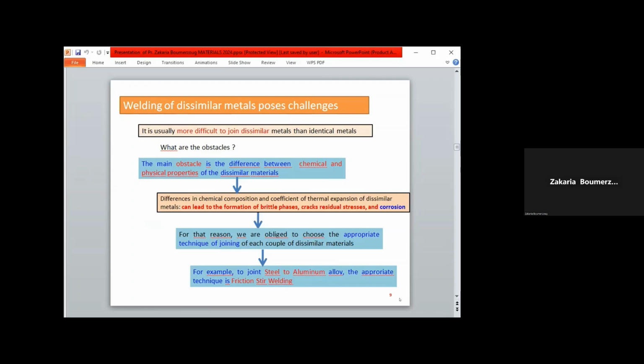For that reason, we are obliged to choose the appropriate technique of joining for each couple of dissimilar materials. For example, to join steel to aluminum alloy, it is not good to use arc welding; it's not possible. The appropriate technique is friction stir welding, which is considered a solid state welding process.